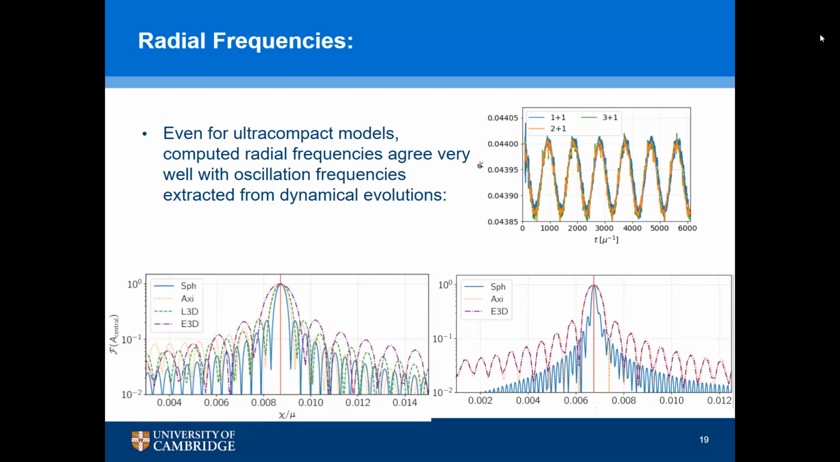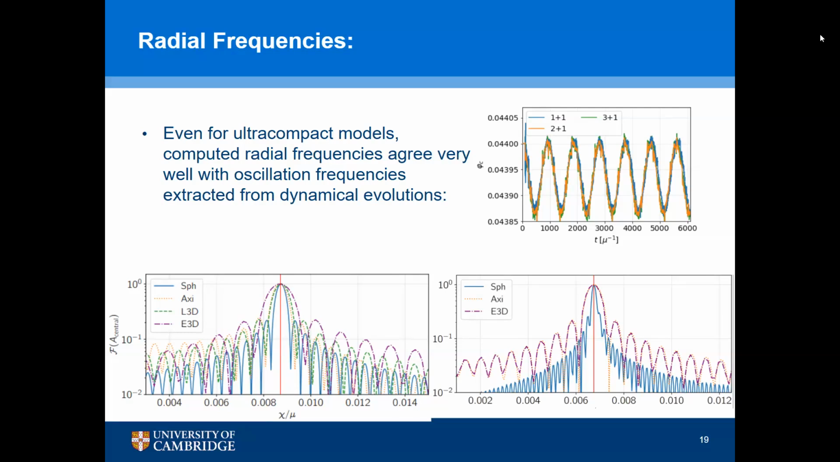So as I was saying earlier, we wanted to test these radial frequencies against the oscillations that we observe. Just a reminder, you get this very clean Fourier signal out in general. For our two ultra-compact models that we looked at closely here, irrespective of which code, the spherical code, the axisymmetric code, or one or both of the 3D codes that we use, in both cases we see very good agreement with the computed radial frequency. This suggests that once again, for these models, even after fairly many times, it's still just this fundamental spherical radial mode that's driving the dynamics.